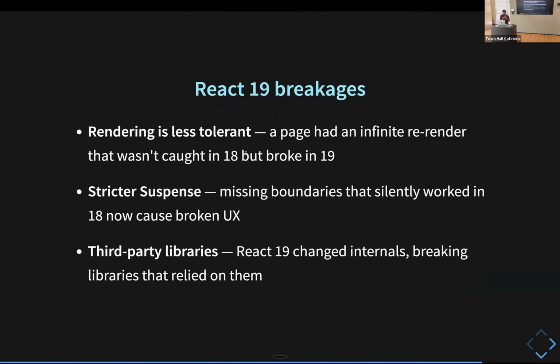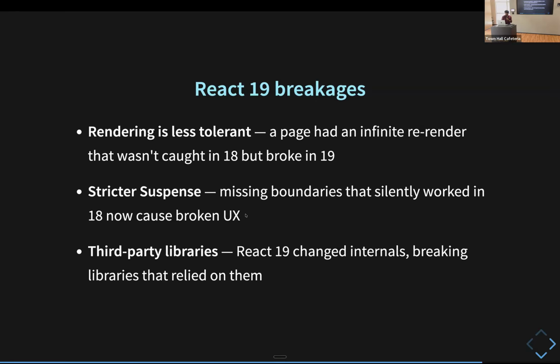If you look at the React 19 upgrade doc, you would see that all this looks like semantic changes and nothing should break, but the story is completely different. A lot of things do break. There would be some painful breakages because rendering is less tolerant. We had a case where one particular page already had an infinite render that shouldn't have been working in the first place, but it somehow worked in 18. With 19, it just broke. This indicates that React 19's error tolerance is a bit less than it was in 18.